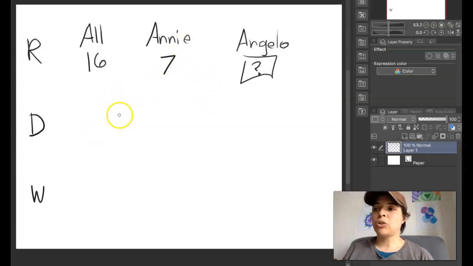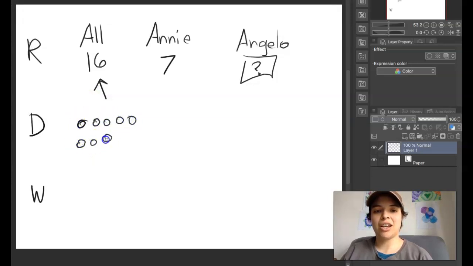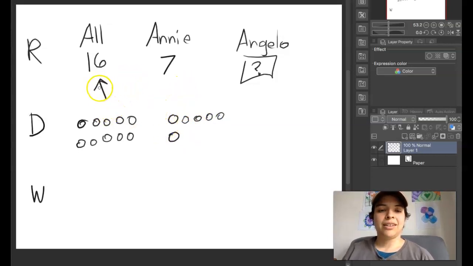So, because we're doing subtraction, let's start with our biggest number. And the biggest number would be 16, so I'm going to draw that out. So here we go. 1, 2, 3, 4, 5, 6, 7, 8, 9, 10, 11, 12, 13, 14, 15, 16. So I've got all 16. There we go. Okay. So 16 is done.